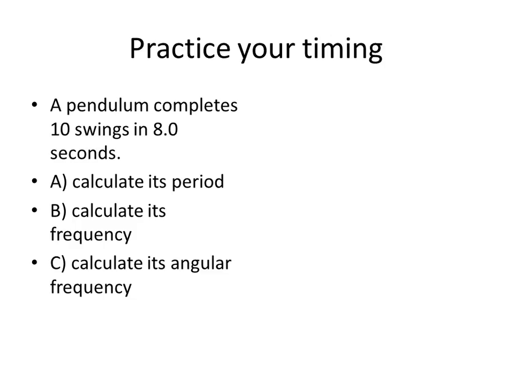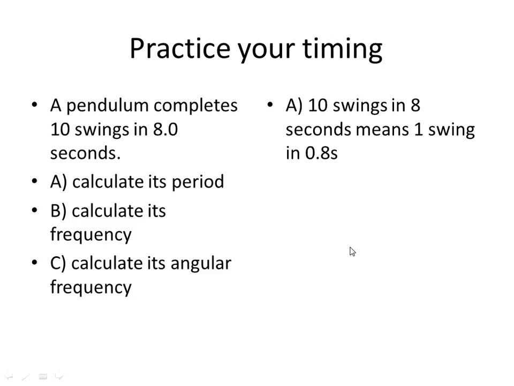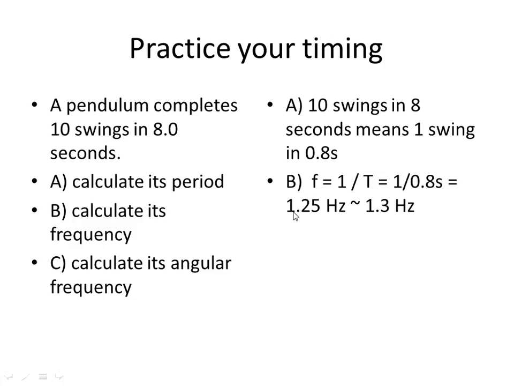Part B, calculate its frequency. Frequency would be 1 divided by 0.8, which should be 1.25 hertz. Remember, period and frequency are just inverses of each other. So if you already have the period, you just say 1 divided by that, and 1.25 hertz, or with sig figs, maybe 1.3 hertz. Remember, hertz is the same thing as saying swings per second. And then calculating its angular frequency.